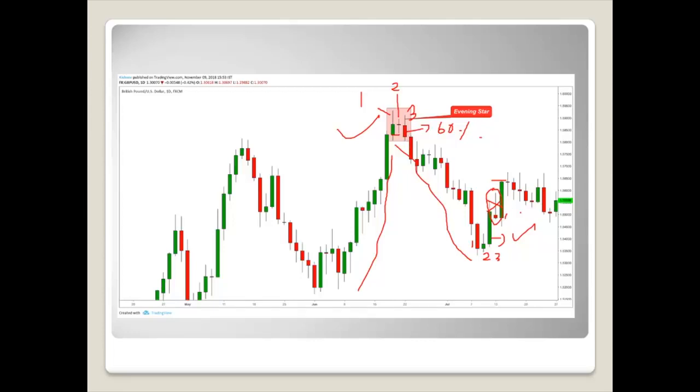I hope this helps you on how to see the market using Japanese candlesticks. All right, I hope you guys enjoyed this video on how to trade the engulfing patterns and the morning and evening stars. I hope it gives you more knowledge on how to trade the markets using Japanese candlesticks.